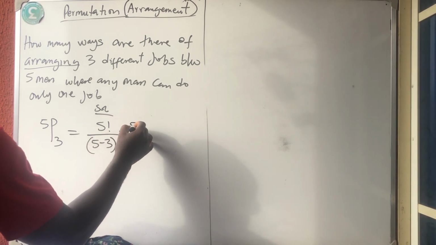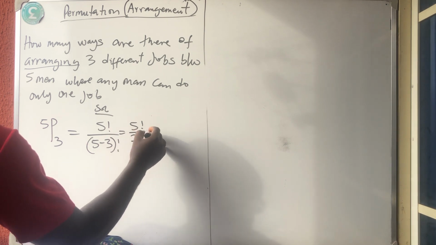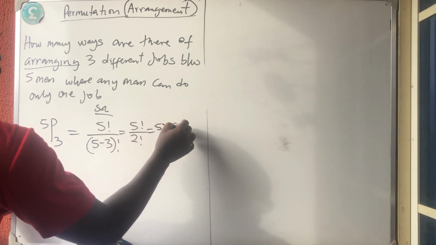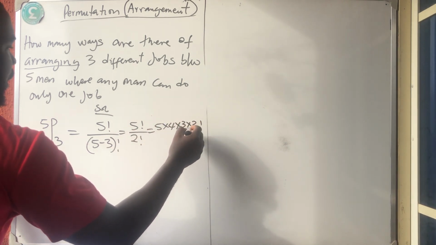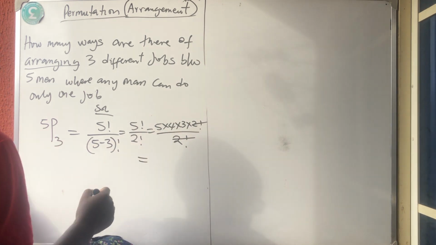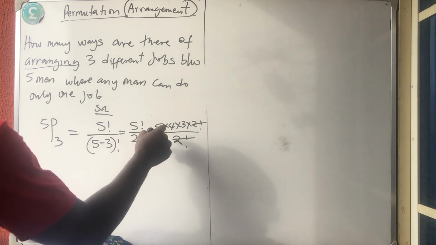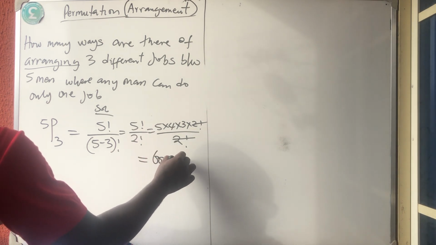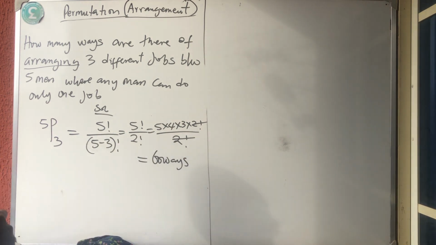So what am I having? 5 factorial all over 2 factorial, which is 5 times 4 times 3 times 2 factorial all over 2 factorial. 2 factorial takes care of 2 factorial. I'm left with 20 times 3, which is 60 ways. Okay? 60 ways. As simple as that. So the next question.